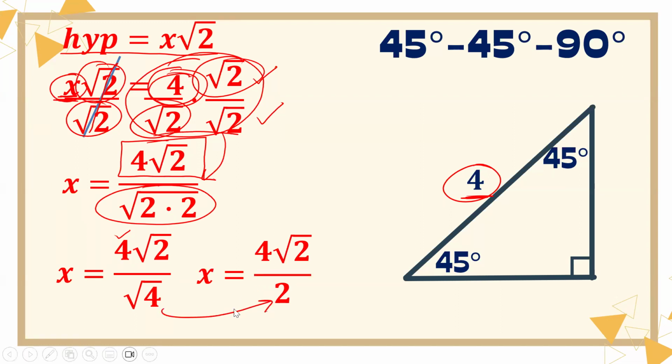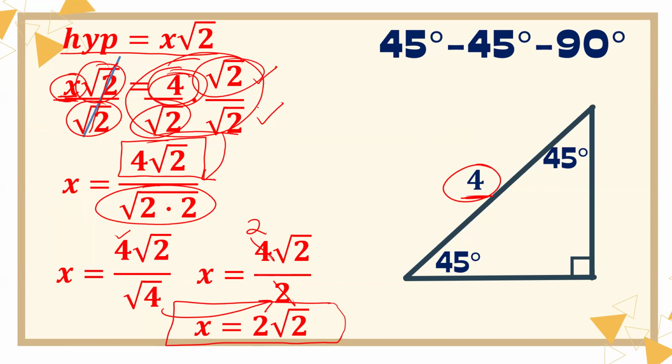So simplifying this further, we divide the numerator and denominator by 2. So you're left with 2 square root of 2 as your value of x. Okay? So that's how easy it is. Were you able to follow it, class?